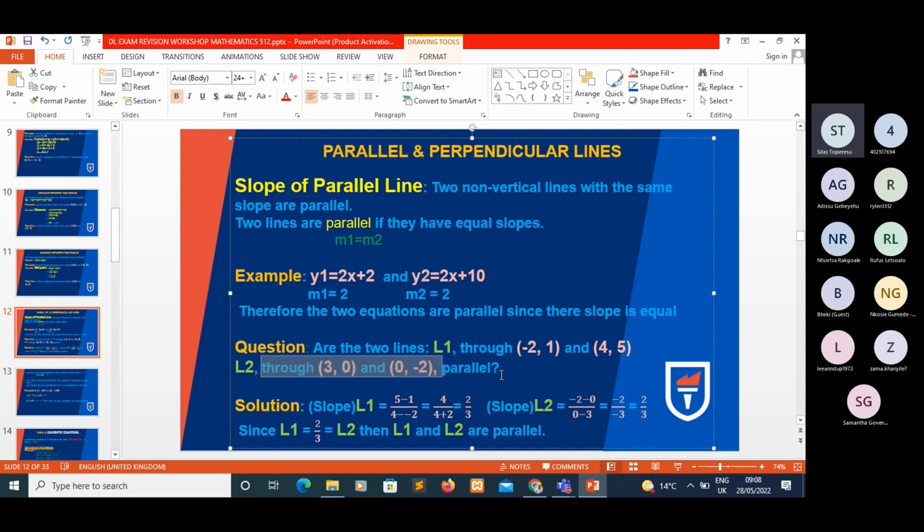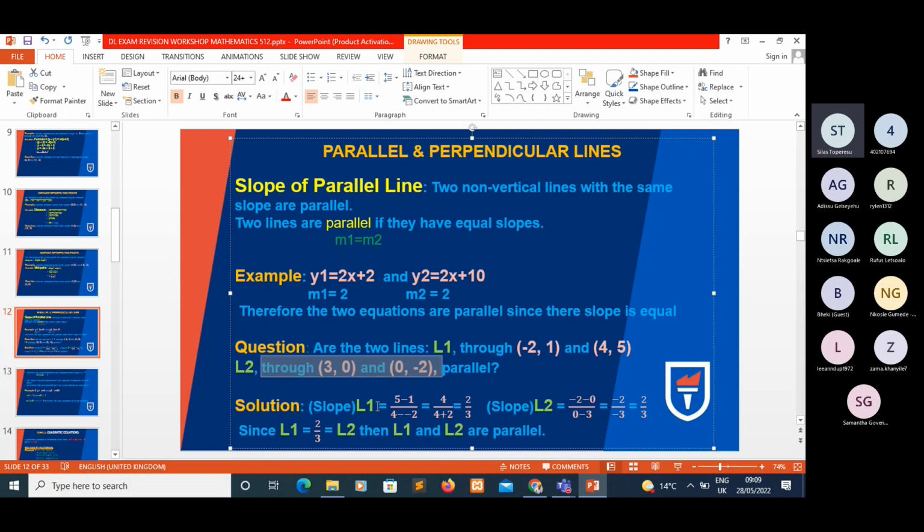If you find that their slopes are the same, you have the same value, then you can conclude and say these two lines L1 and L2 are parallel because their slope is the same. But if you calculate and find that their slopes are different, then you can conclude and say these two lines L1 and L2 are not parallel because their slopes are not the same.